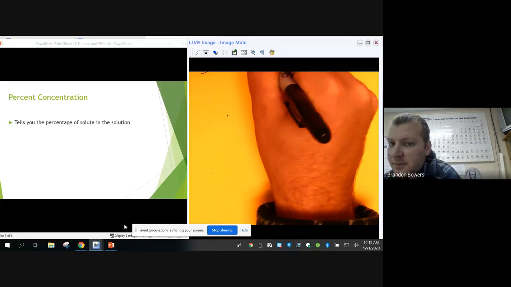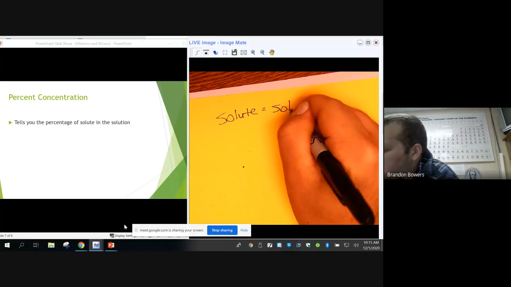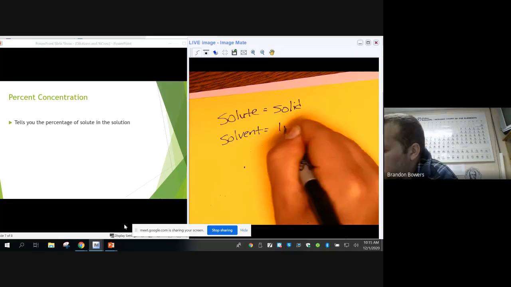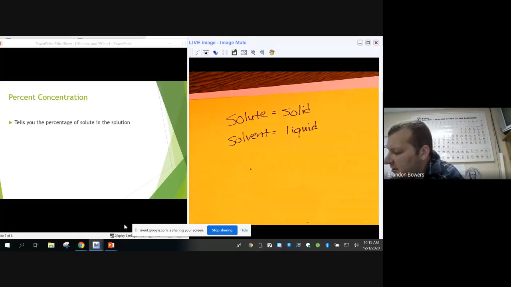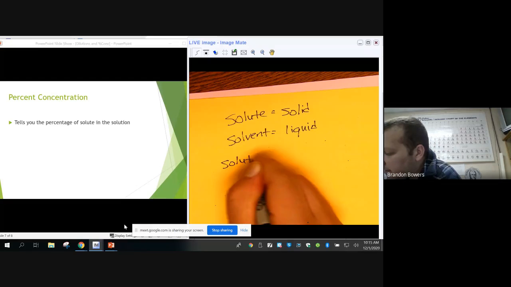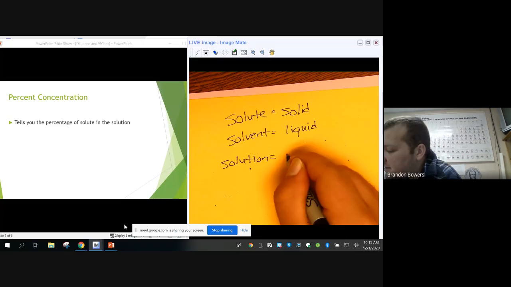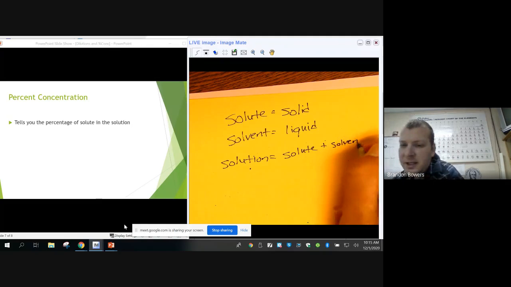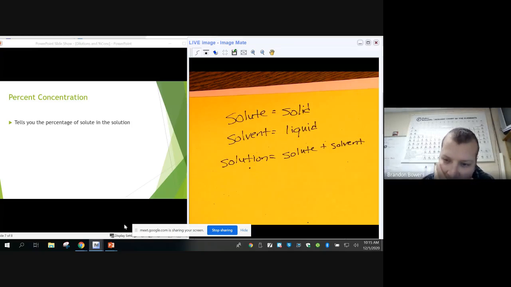I know we know that. The solvent is the liquid. I know we know that. But the solution is actually the solute plus the solvent. So it's the solid and the liquid create the solution, okay? So it tells you what percentage of the solute is in the solution. Okay, and this is the equation. So I want you to write this equation down real quick.